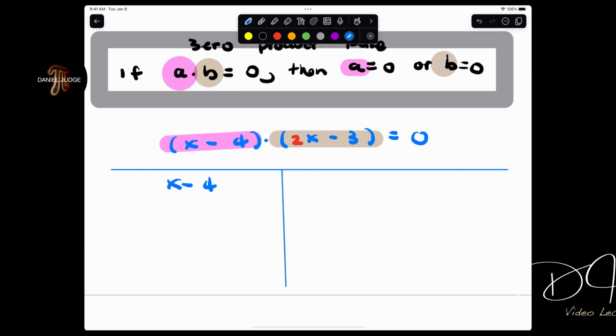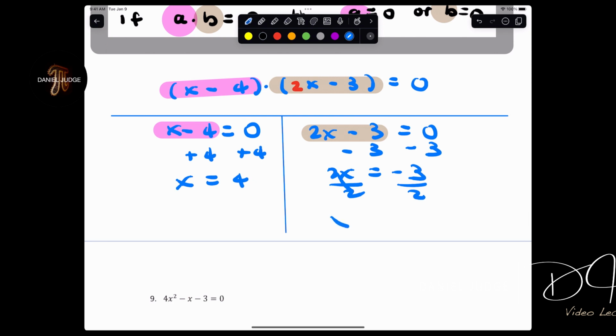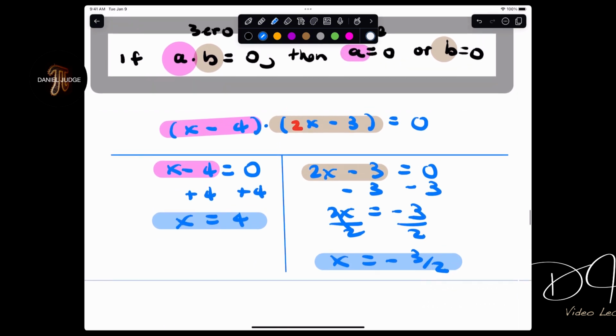You get x minus 4 equals 0, and you get 2x minus 3 equals 0. Okay. Add 4 to both sides, and 0 plus 4 is 4. Subtract 3 from both sides, you get 2x is negative 3. Divide both sides by 2, and you get x is negative 3/2. X is positive 4, and x is negative 3/2.